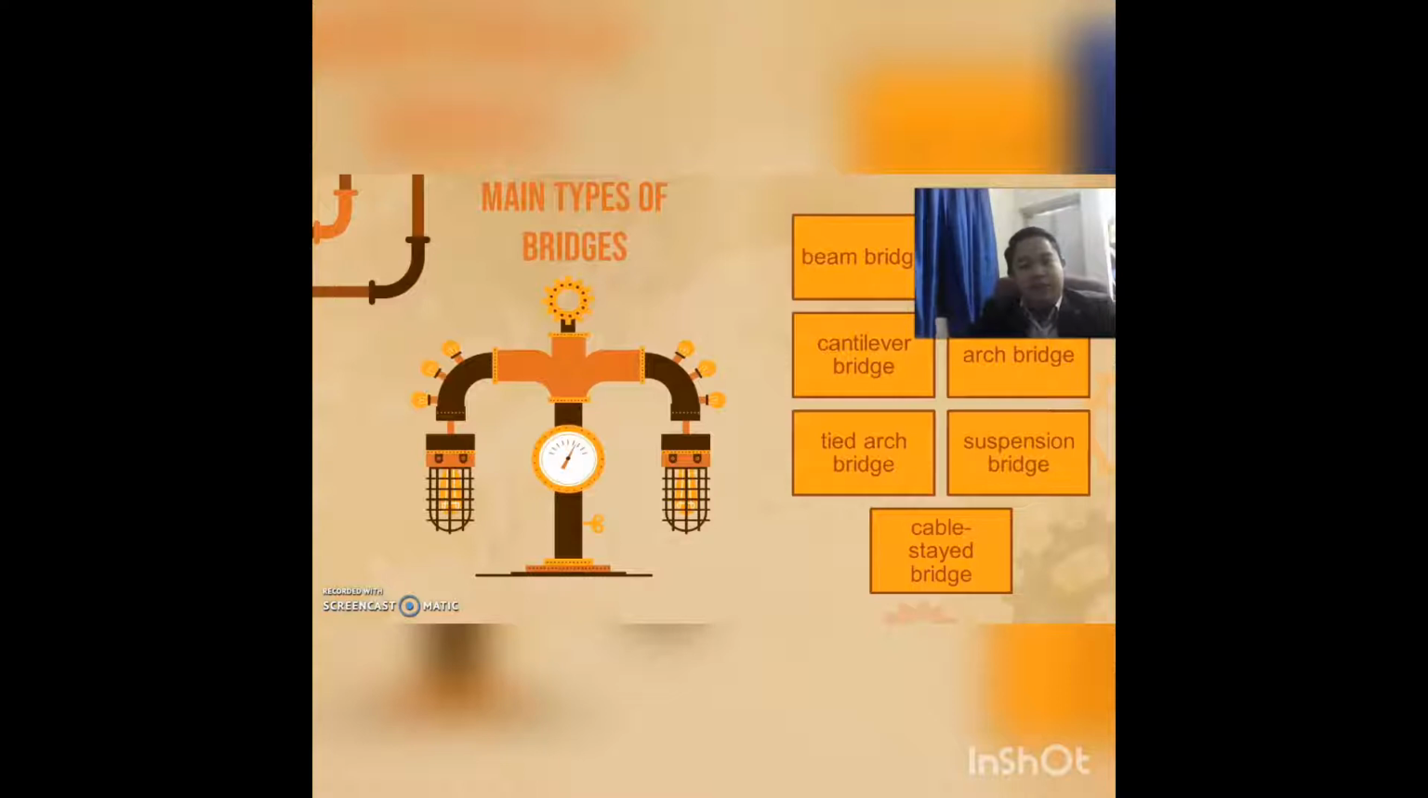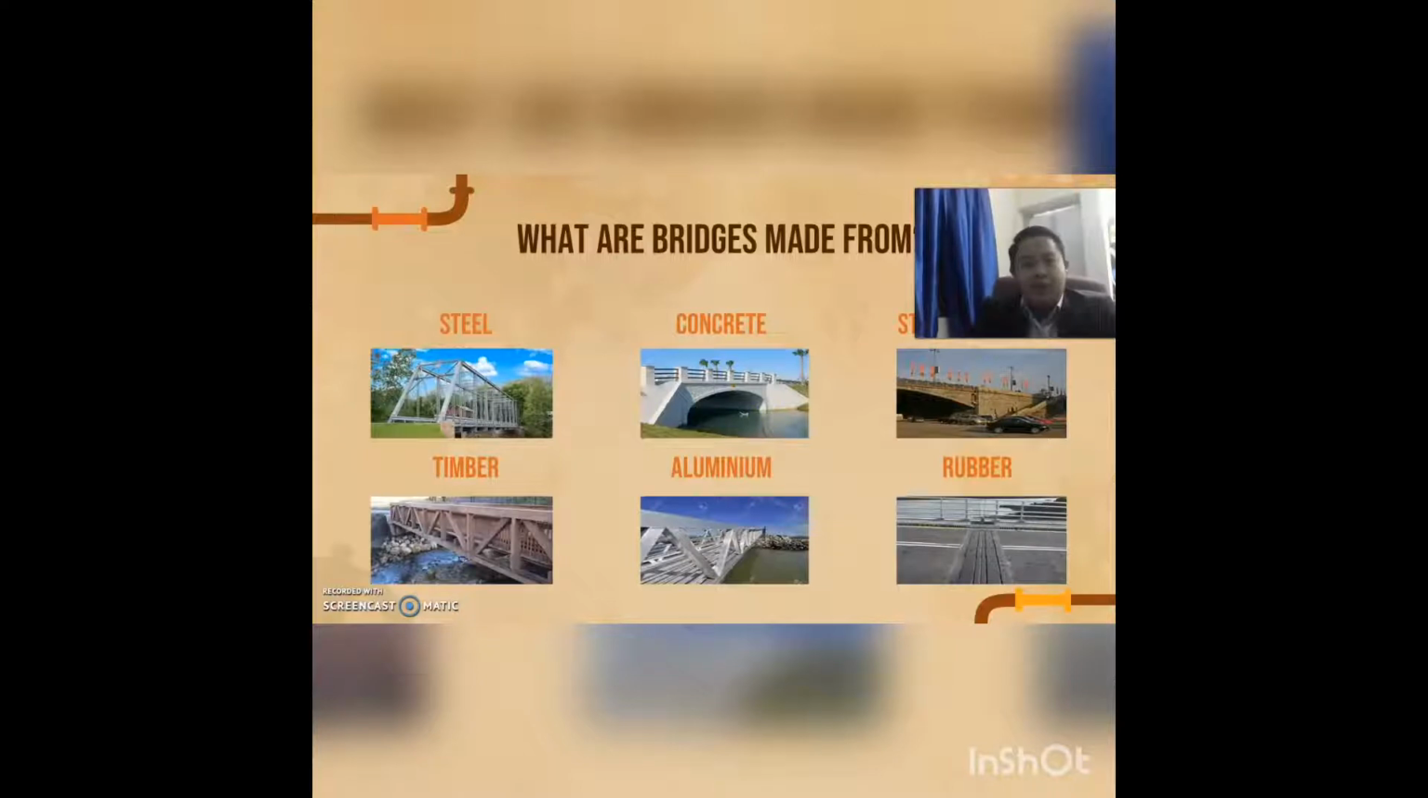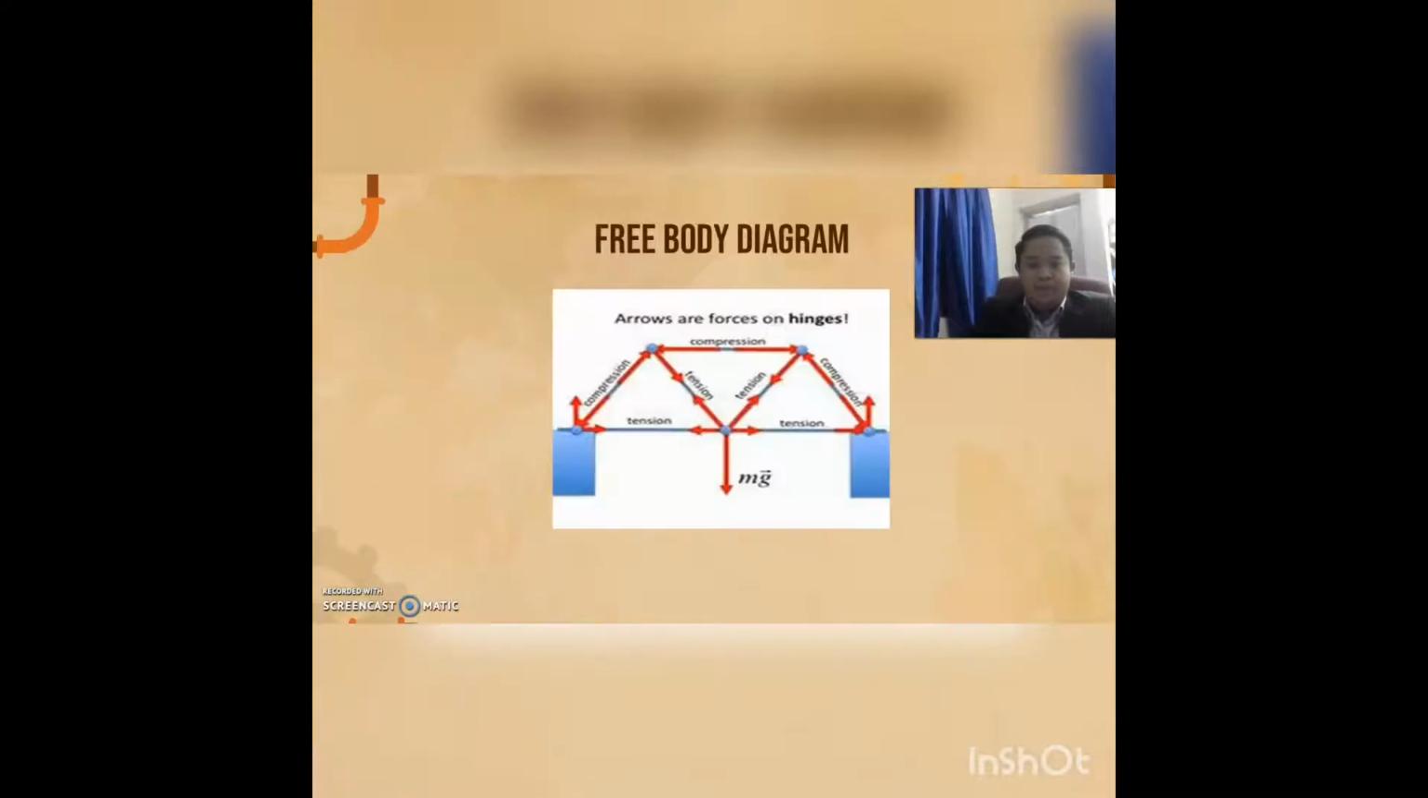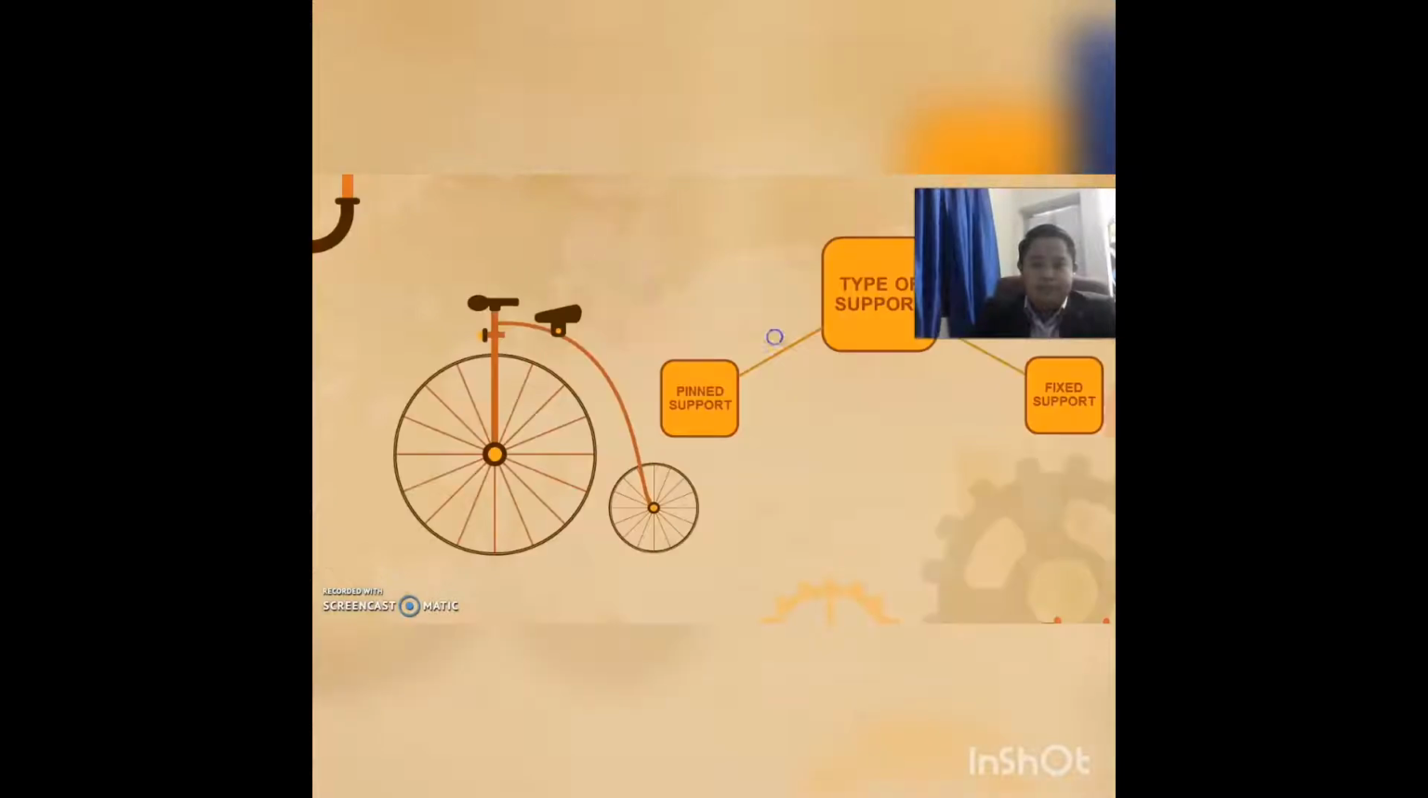These are the main types of bridge. The types of bridge are beam bridge, truss bridge, cantilever bridge, arch bridge, tied arch bridge, suspension bridge, and cable-stayed bridge. What is a bridge made of? A bridge is made of steel, concrete, stone, asphalt, timber, aluminum, and rubber. This is an example of a free body diagram of a bridge.